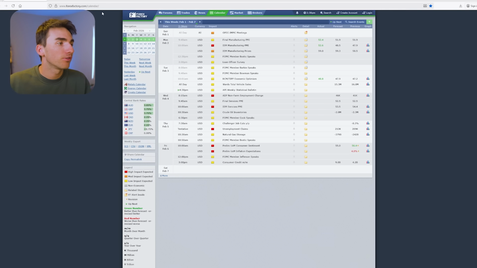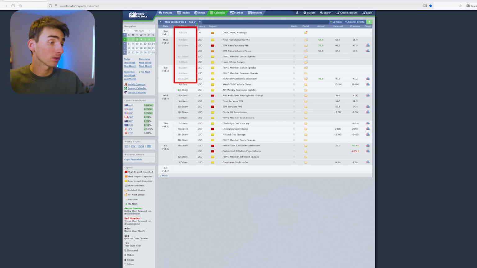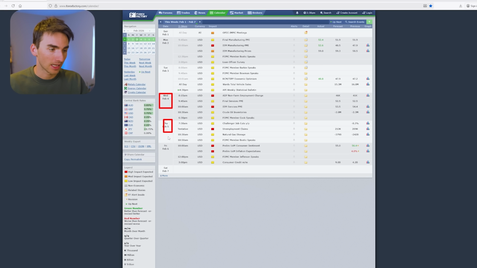Just type in Forex Factory Calendar in Google and it'll come right up. All this does is show you the news that is happening that day. It'll essentially have on here a green arrow showing you what's the next news. This is news that's already happened before today or the days before. And then this is news that is coming up in the next days.